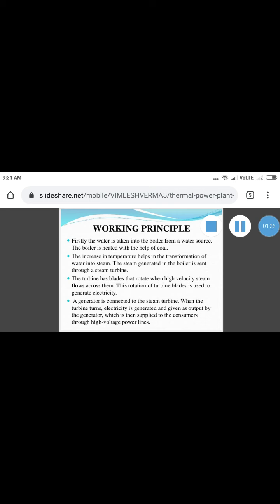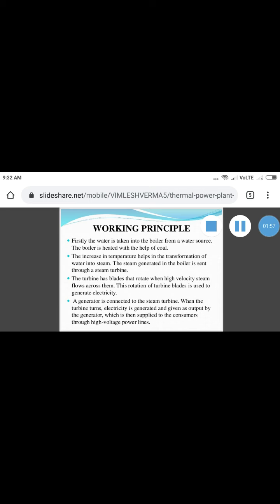Working principle: firstly, the water is taken into the boiler from water source. The boiler is heated with the help of coal. The increase in temperature helps in the transformation of water into steam. The steam generated in the boiler is sent through a steam turbine. The turbine has blades that rotate when high velocity steam flows across them. This rotation of turbine blades is used to generate electricity.